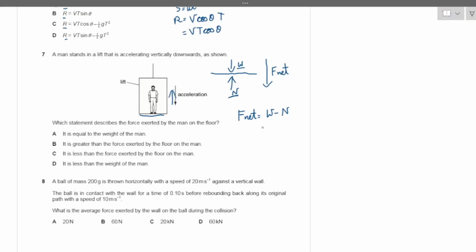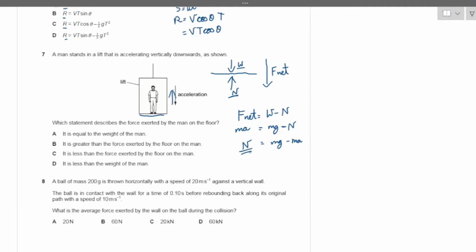Weight will always stay constant. We know that for sure. Why? Because W is mg. Normal force will of course vary. And then F net force is basically ma. We can then rearrange it to take the normal force over here and then have mg minus ma.